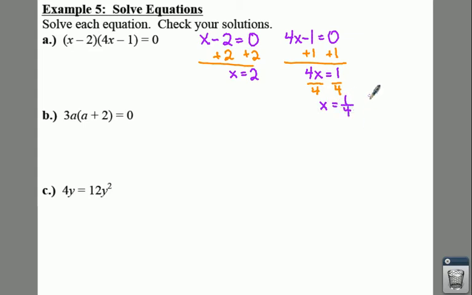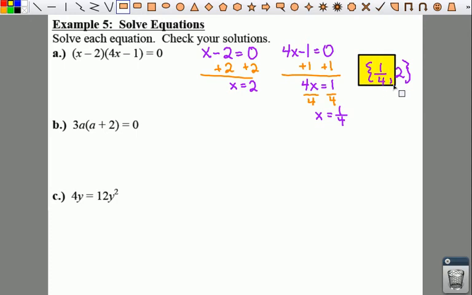So we have two solutions. The way you write two solutions is you put them in braces. You can put them in any order, however it would help if you put them in numerical order. 1/4 is smaller than 2, so we're going to go 1/4, comma 2, and you put those in braces, and you are golden.